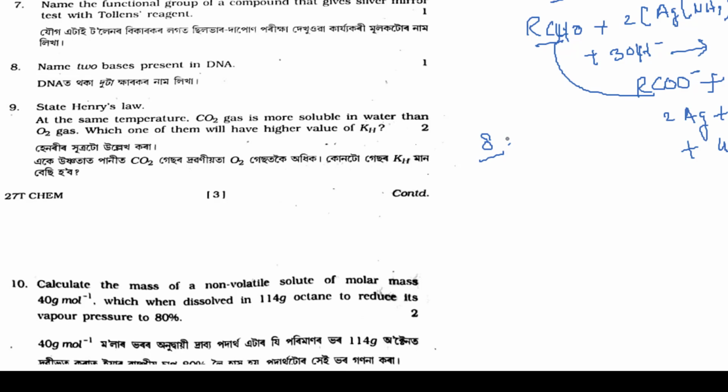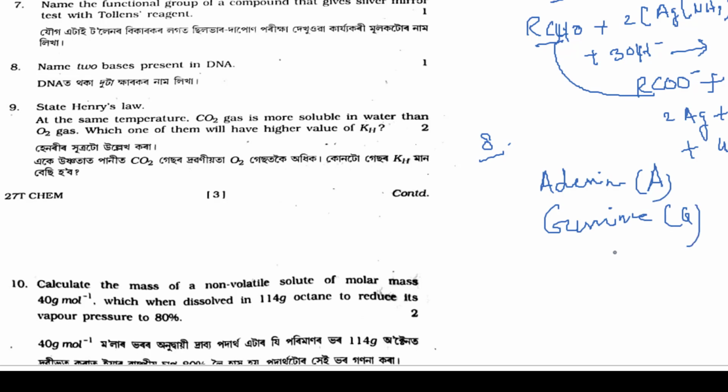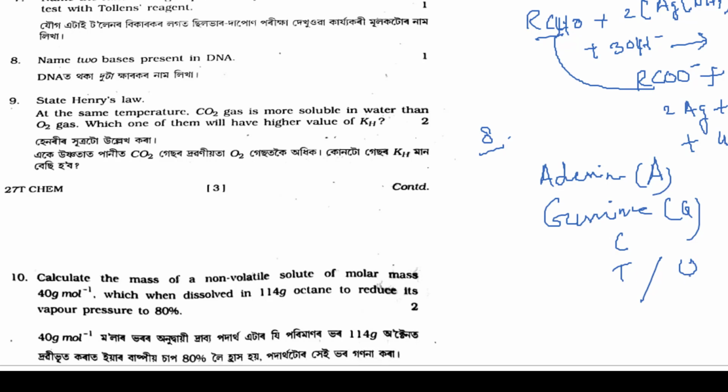So thymine is replaced by uracil in RNA. So we write two of them: adenine, that is A, and guanine, G. Adenine, guanine, cytosine, thymine in DNA; in case of RNA, this is uracil. The other three in RNA are the same, the only change is thymine, which becomes uracil.